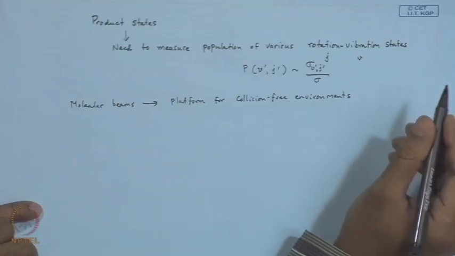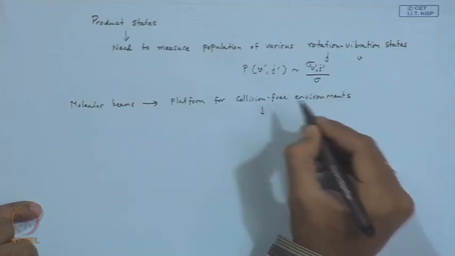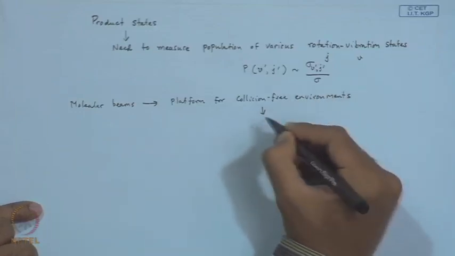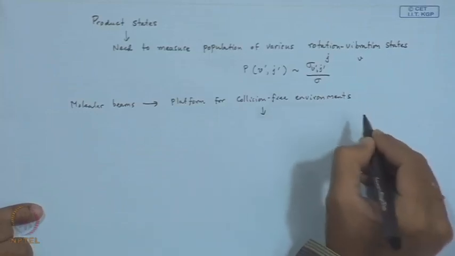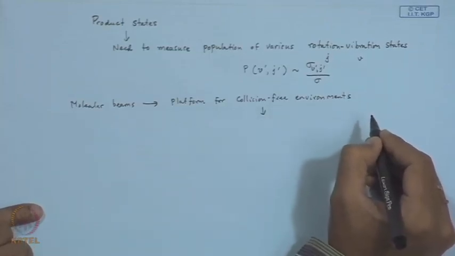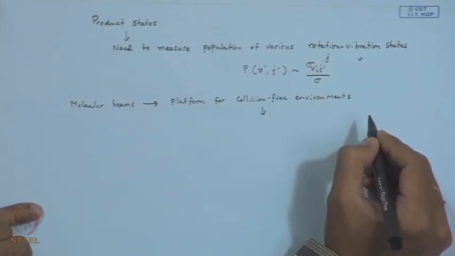Collision free environments. So that means there is no scrambling of internal states by energy transfer. Okay. That is one good advantage of molecular beam.